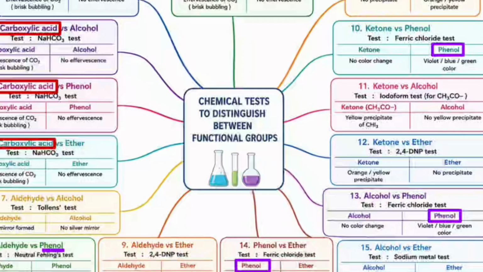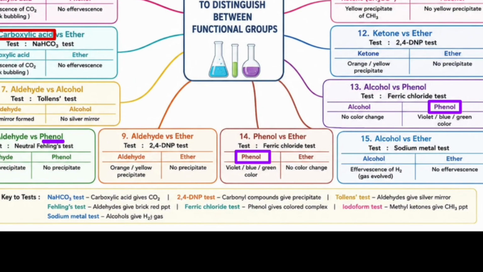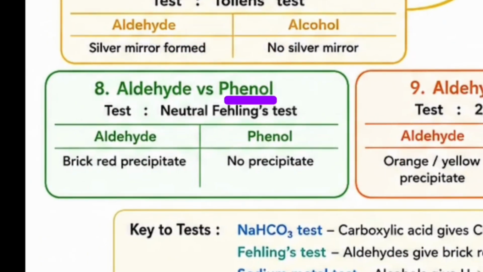Here you can see ketone has no color change. In the second case, alcohol versus phenol, here also no color change. Phenol versus ether, again no color change for ether. So phenol is always violet or blue or green in color, whereas ketone, alcohol and ether all have no color change. But in this case, where aldehyde is versus phenol, you can see Fehling's test is being used, and aldehyde always gives a brick red precipitate, whereas phenol gives no precipitate. This is to be noted.